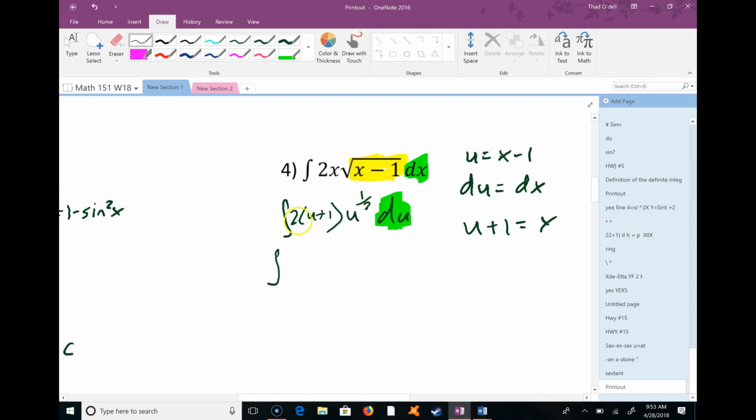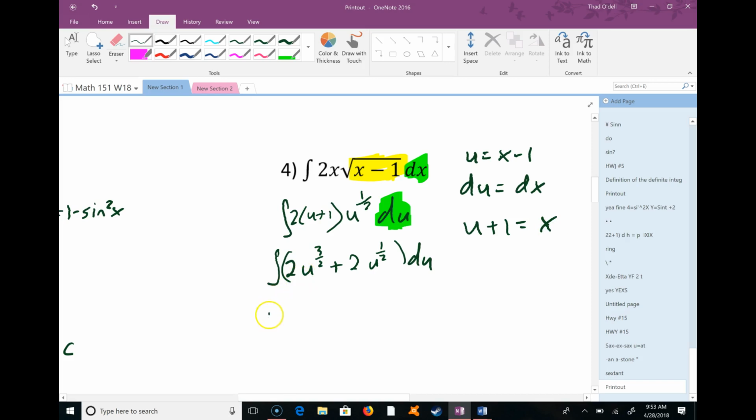And this, if I distribute the u to the 1/2 and the 2, I get 2u to the 3/2 plus 2u to the 1/2. And all that's times du. Okay? So then we can integrate.